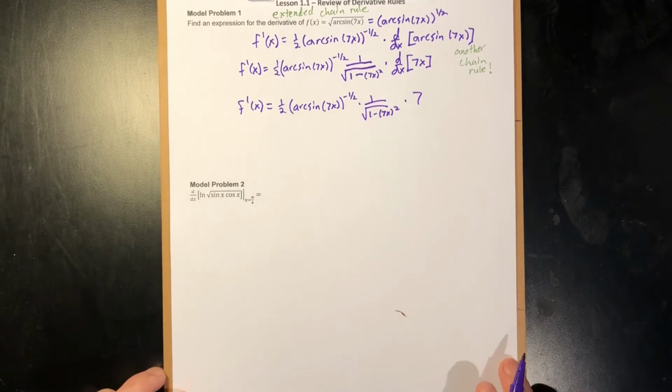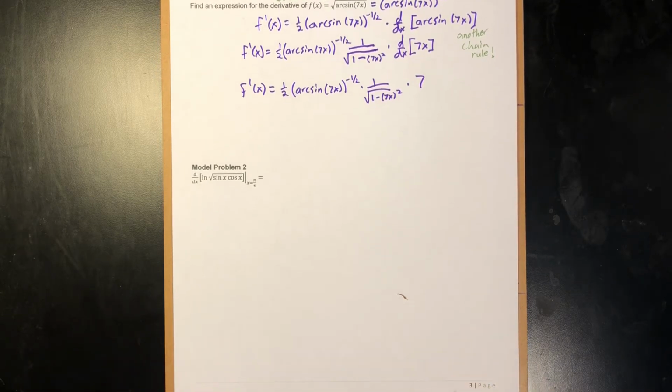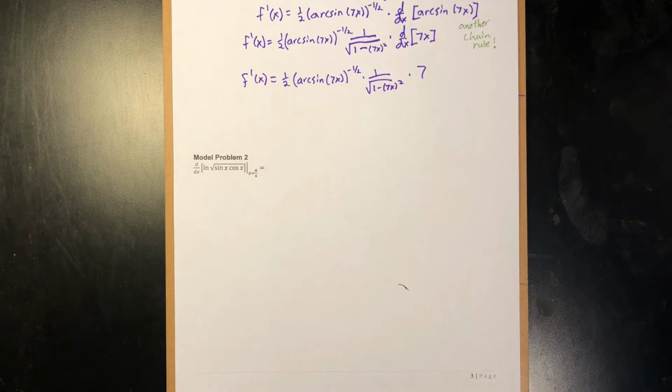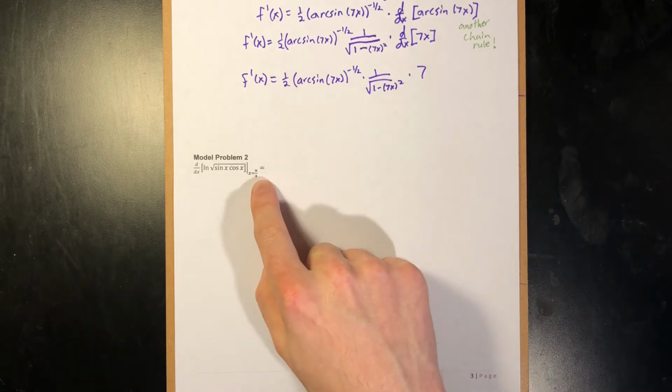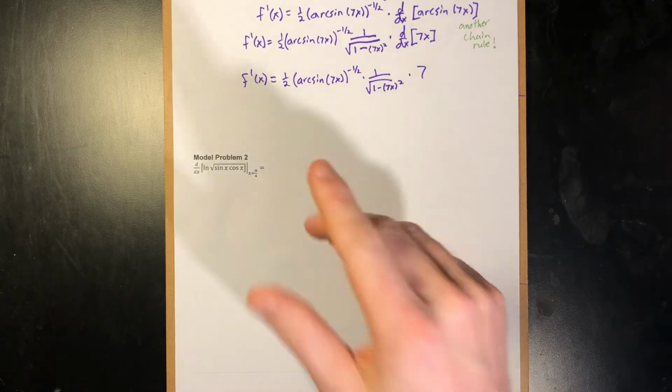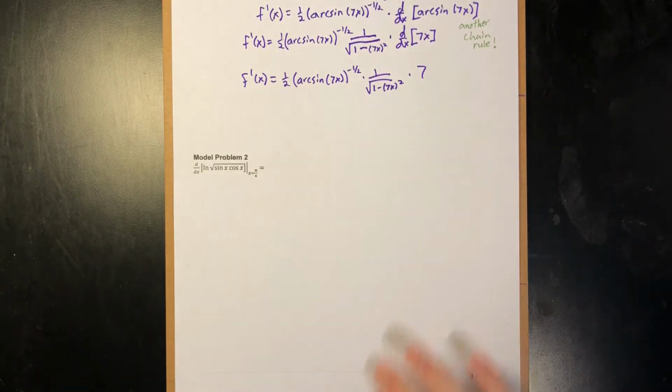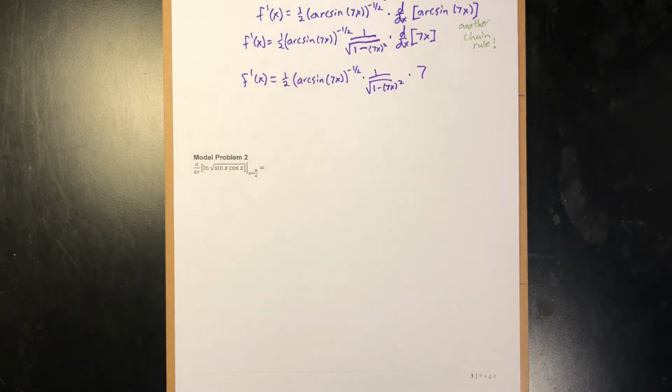Let's go ahead then and look at model problem number 2. In model problem number 2, we are asked to take the derivative of ln of square root sine x cosine x and then evaluate when x is equal to pi over 4. So lots of ways I could think about this problem, but I'm going to try and simplify things and make my life easy right here.